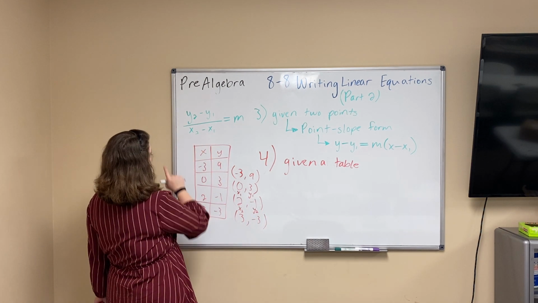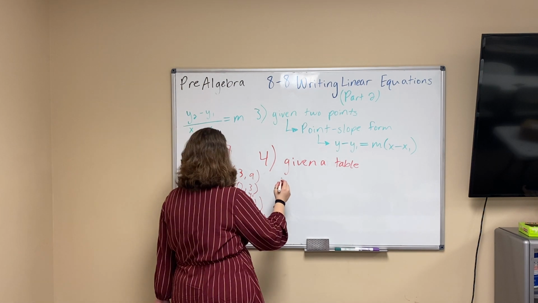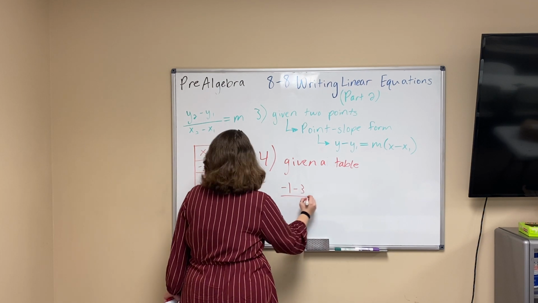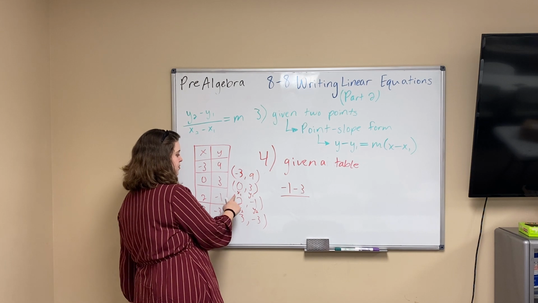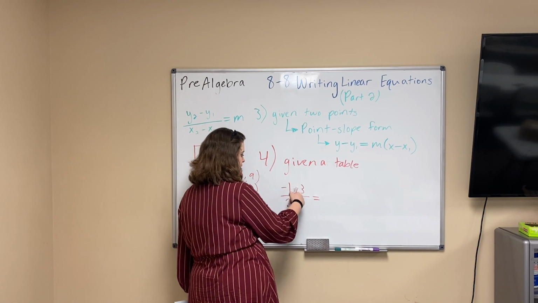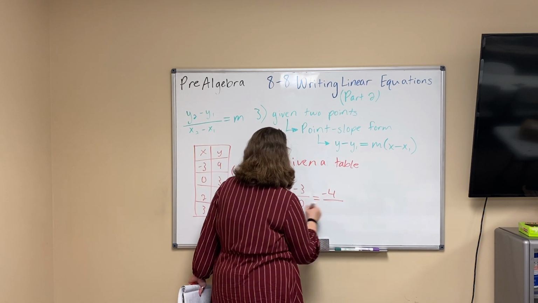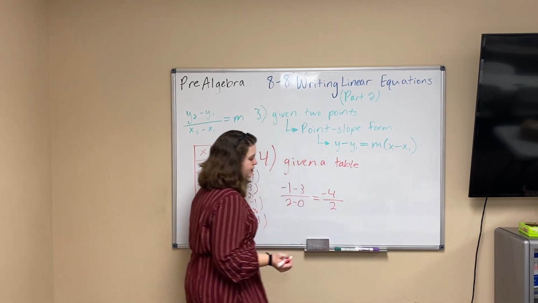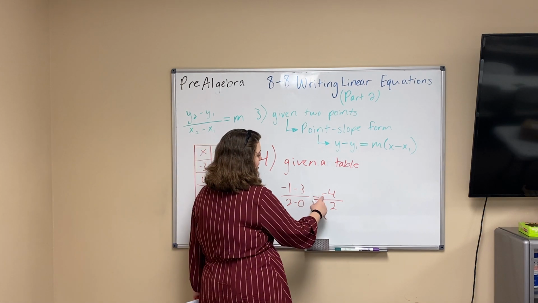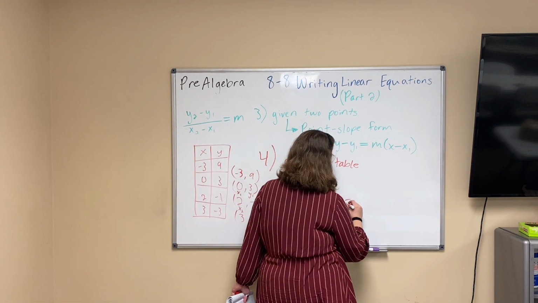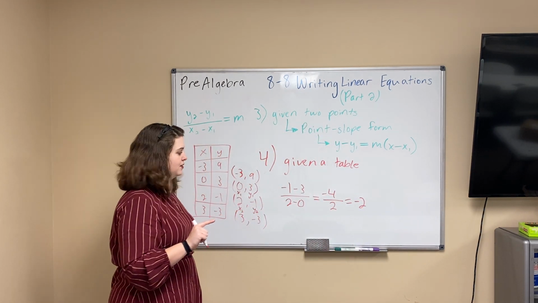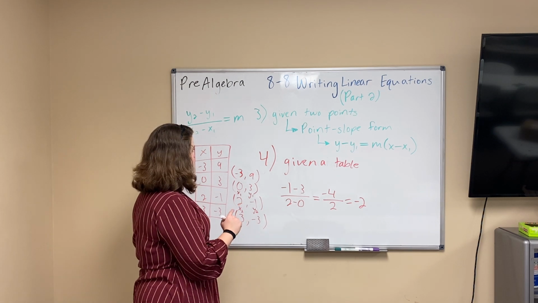I'm going to plug it into our slope formula. y2 minus y1, -1 minus 3, over x2 minus x1, which is 2 minus 0. All right, so that's going to give us -1 minus 3 equals -4, and 2 minus 0 equals 2. Now that's not in simplest form. -4 over 2 is going to be -2. Because 4 divided by 2 is 2. And a negative and a positive give us a negative. All right, so our slope now is -2.